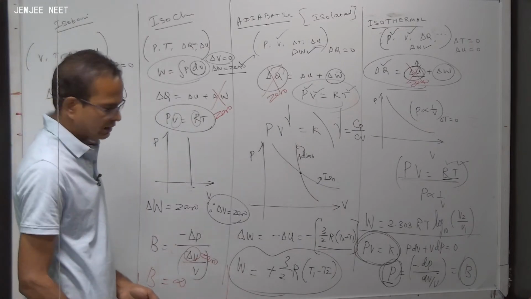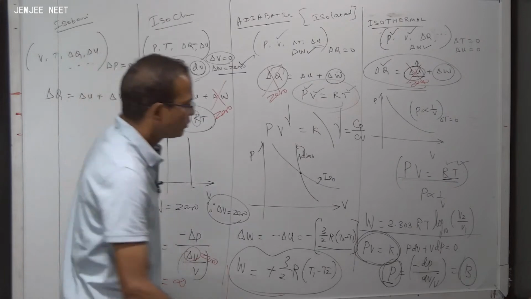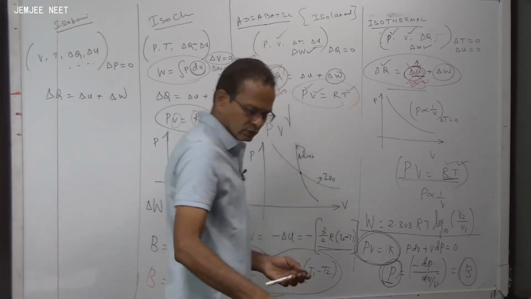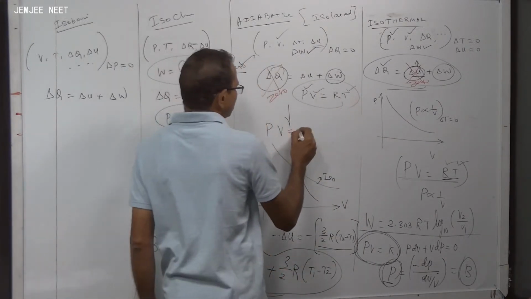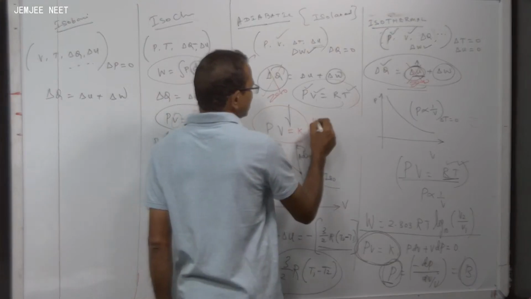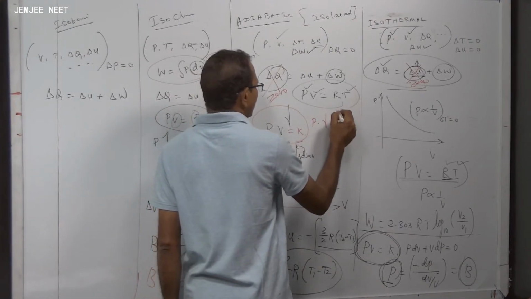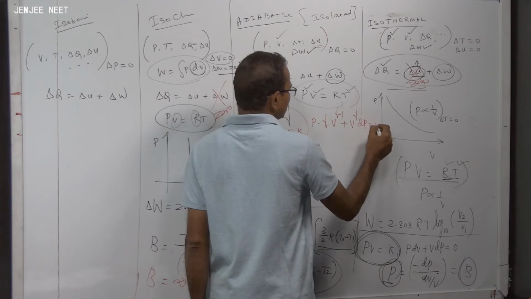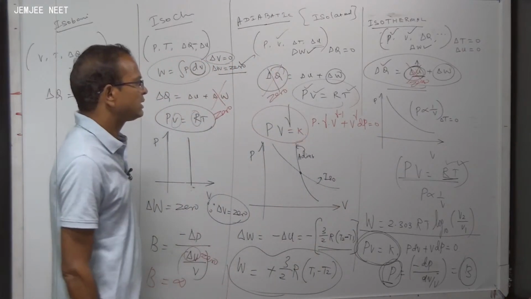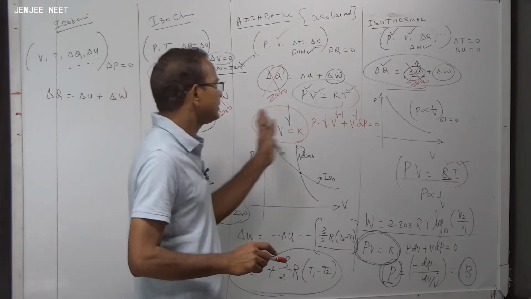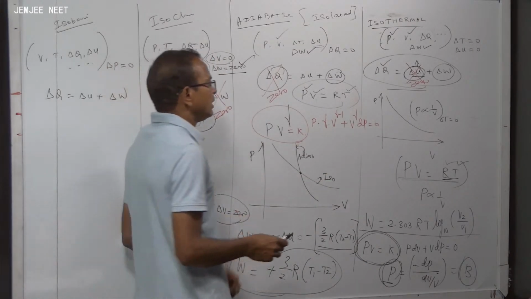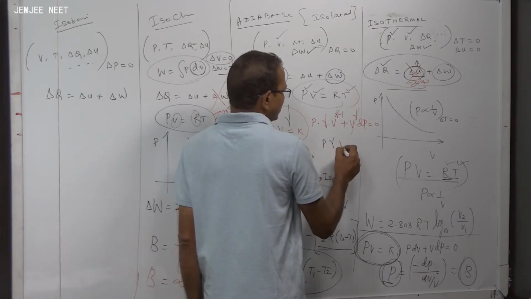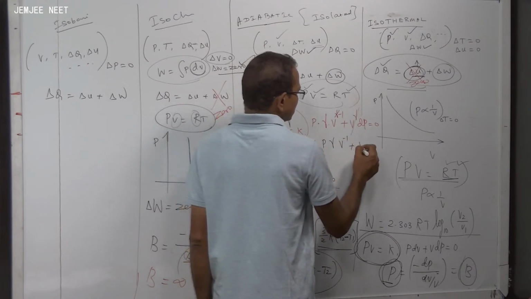Come back to adiabatic. What is the bulk modulus of adiabatic? PV power gamma is equal to constant. Differentiate: P gamma V power gamma minus 1 dV plus V power gamma dP equal to 0. I am using red color for distinction so that you can understand clearly. Right hand side is 0, since differentiation of a constant is 0. Therefore, V power gamma is common and cancels.